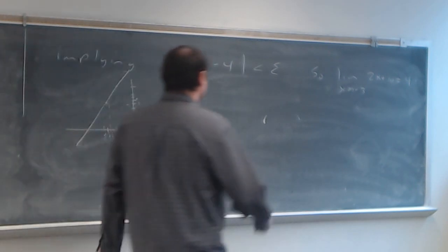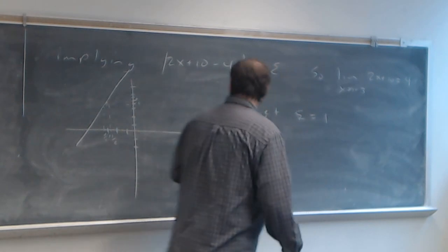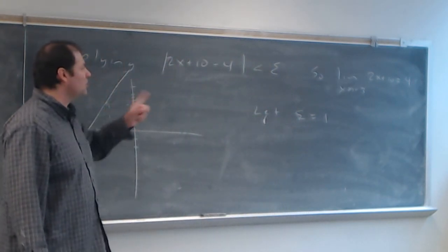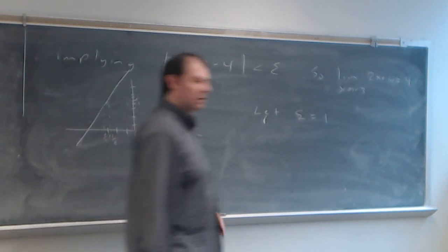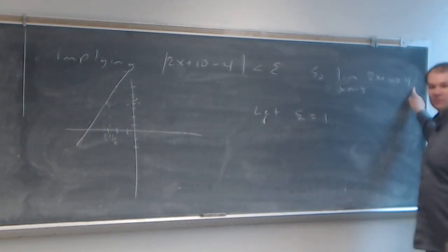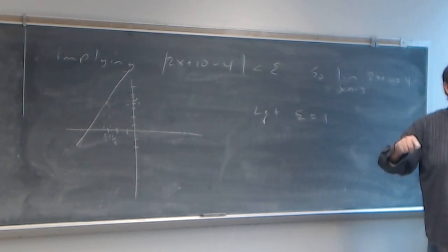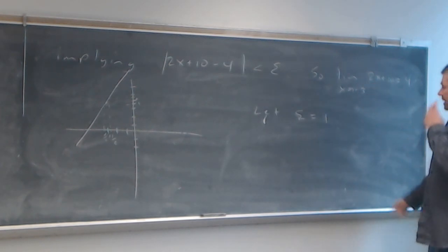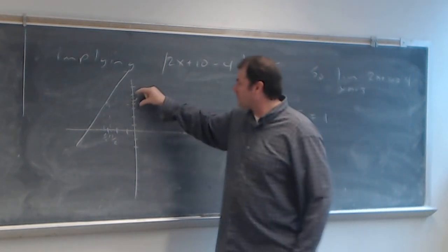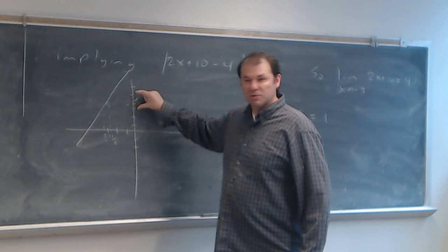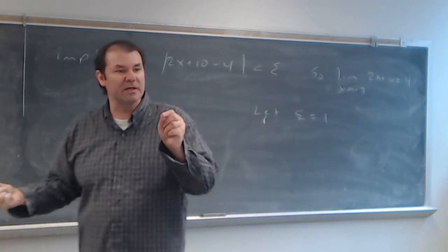What if we let epsilon be equal to 1? So that means I want my output values for the function to be within 1 unit of 4. That means they could run up to 5, or they could be down at 3. So here, I'm telling you, if you want to keep this function's values between 5 and 3, what you've got to do is take the input values to be within half a unit of minus 3.